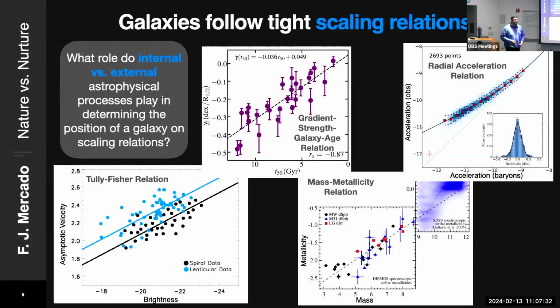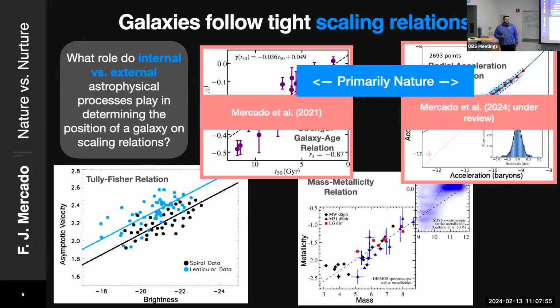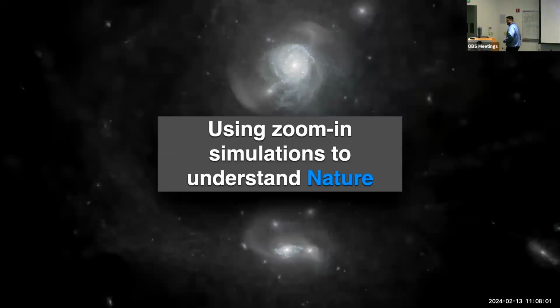Now, in the past, the subject of my work has been these two scaling relations here. This is work that I've done at UC Irvine, so really looking at the gradient strength galaxy age relation and the radial acceleration relation. I'm going to go ahead and talk about this work that I've done so far today. And I'm going to show that, at least for these two scaling relations, they arise primarily due to their nature. And I'll show you how we do this.